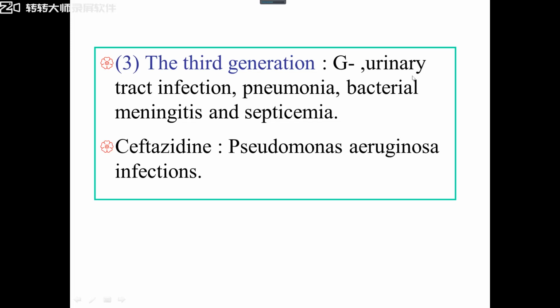Such as urinary tract infection, pneumonia, bacterial meningitis, septicemia, and Pseudomonas aeruginosa infections, we can use the third generation cephalosporins, mainly used to treat gram-negative bacterial infection. So the first generation is gram-positive, the second generation is mixed, and the third one is gram-negative infection.